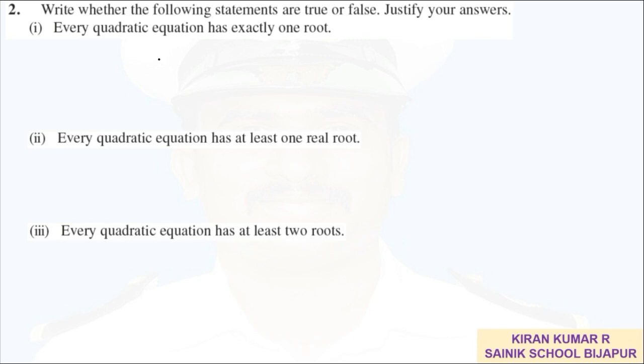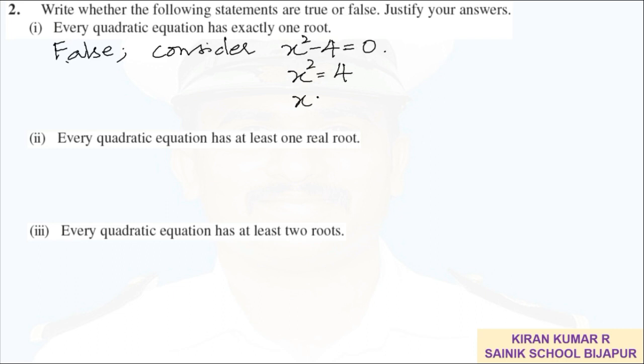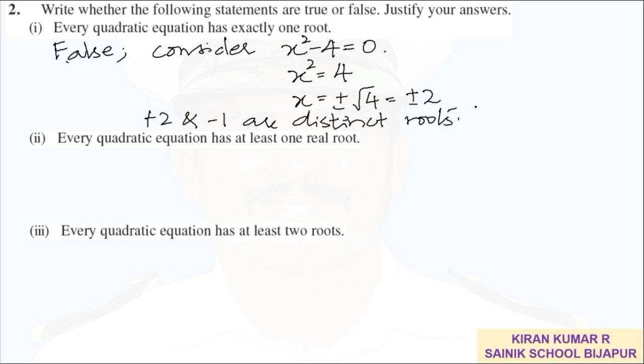Let me take some example and show you. First, let me mention that this statement is a false statement. So let me consider an example. Consider say x squared minus 4 equal to 0. We have x squared equal to positive 4, x will be equal to plus or minus root 4, which is plus or minus 2. So positive 2 and negative 2 are distinct roots. So a quadratic equation will not be having exactly one root, it can have maximum 2 roots.